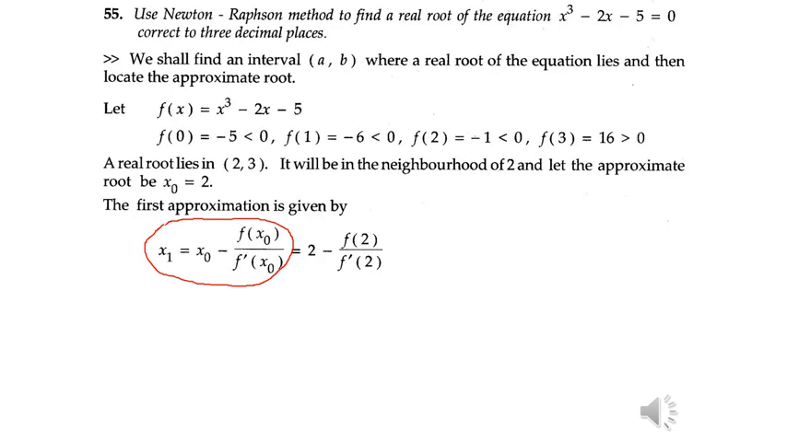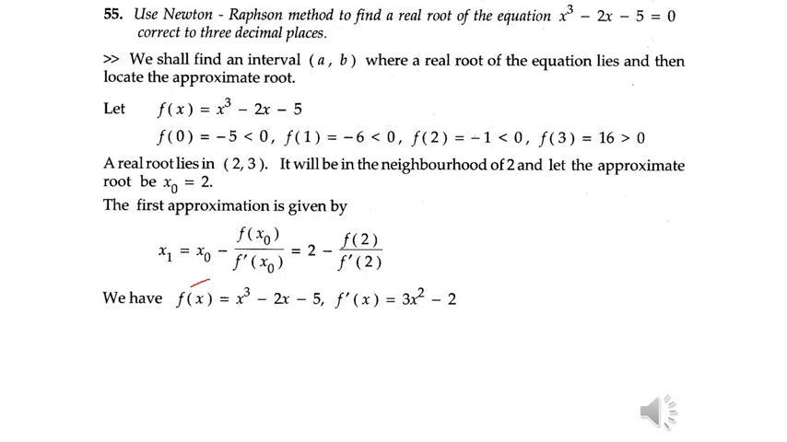So put the value of x0 as 2 wherever x0 is there in the formula. Even here also. If you put 2 in the places of x0, you will get this. Now we need to find f of 2 and f dash of 2. So for that, let us first find f dash first. Let us find f dash.